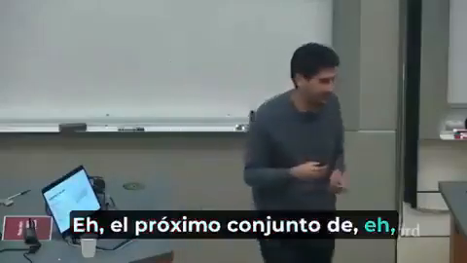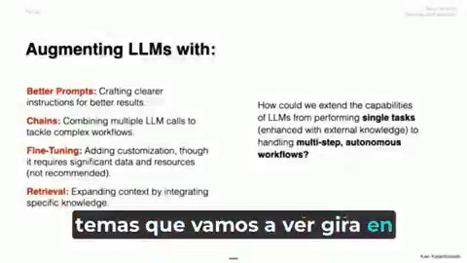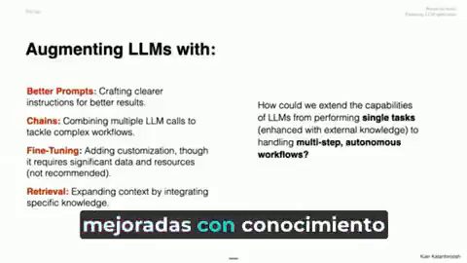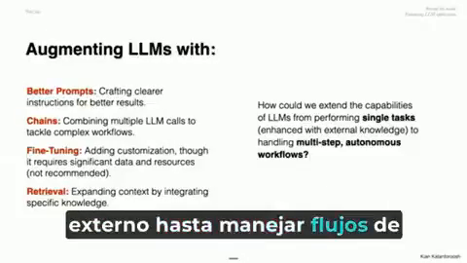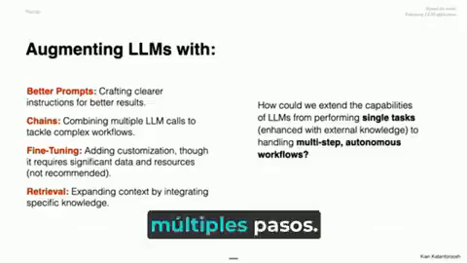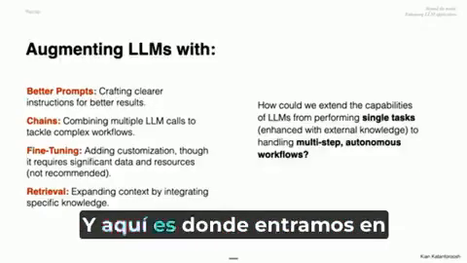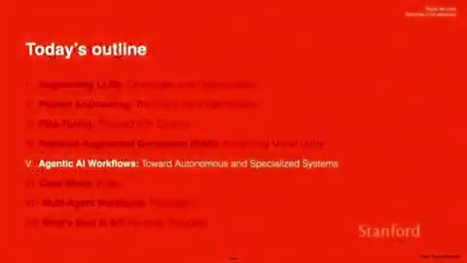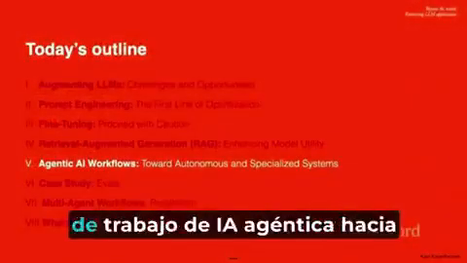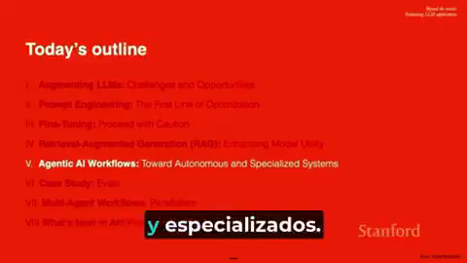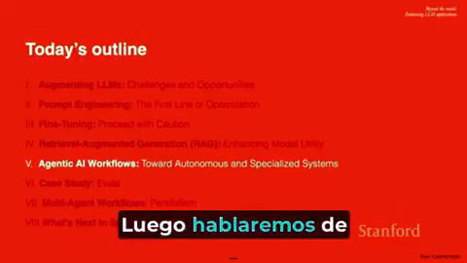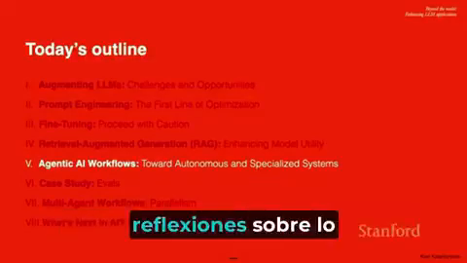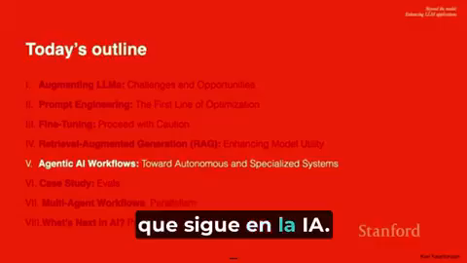The next set of topics we're going to see is around the question of how could we extend the capabilities of LLMs from performing single tasks enhanced with external knowledge to handling multi-step autonomous workflows. And this is where we get into proper agentic AI. So let's talk about agentic AI workflows towards autonomous and specialized systems. Then we'll talk about evals, then we'll see multi-agent systems, and we'll end with a little thoughts on what's next in AI.